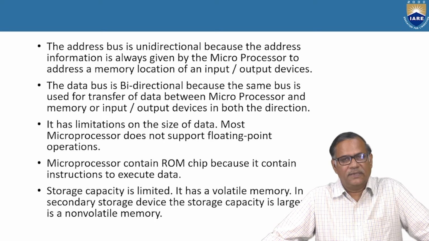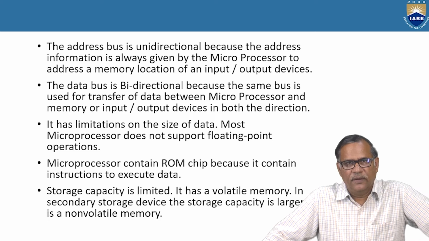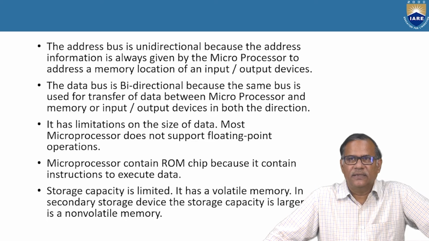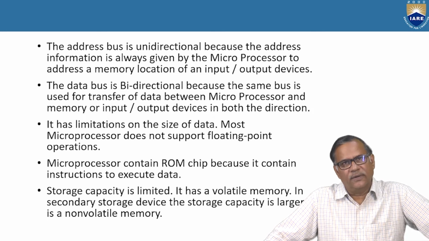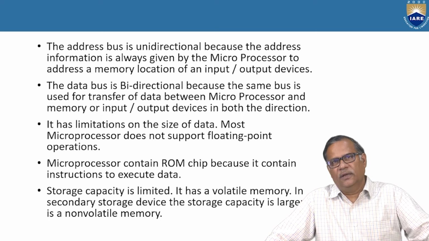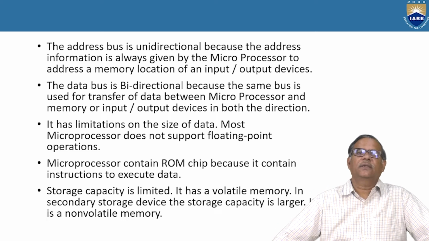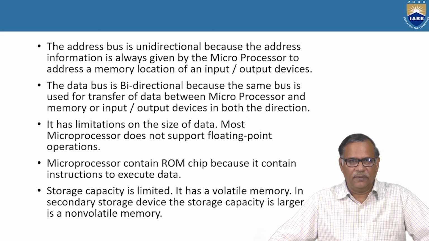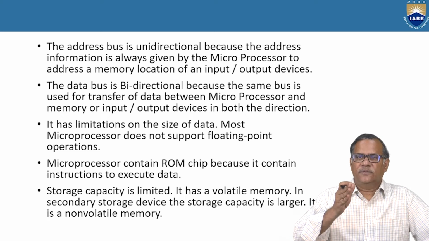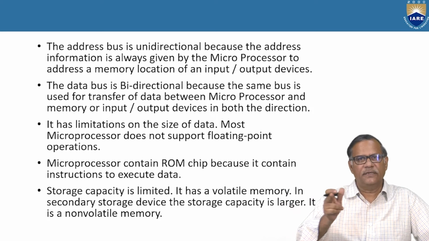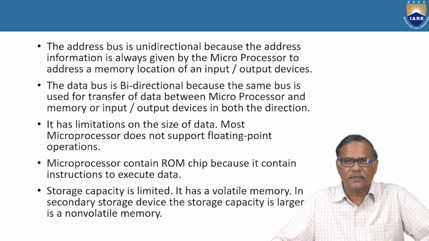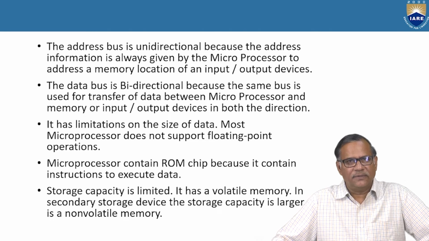There are basically 3 buses in a CPU: address bus, data bus, and control bus. The address bus is unidirectional because the address information is always given by the microprocessor to the memory or IO devices, so it is a one-way communication. And the data bus is bidirectional. Suppose the microprocessor is writing data to the memory, then the flow of data is from the processor to the memory. If the microprocessor is reading, then the flow of direction is opposite. The data bus is bidirectional because the same bus is used for transfer of data between the microprocessor and IO devices, including memory.